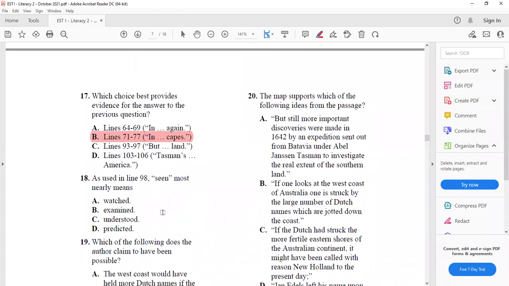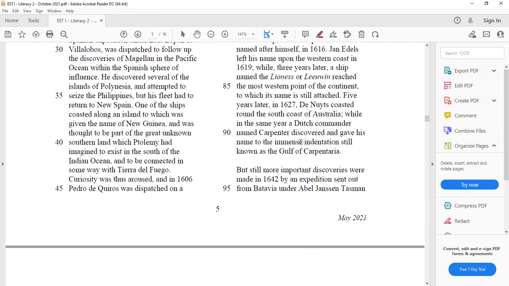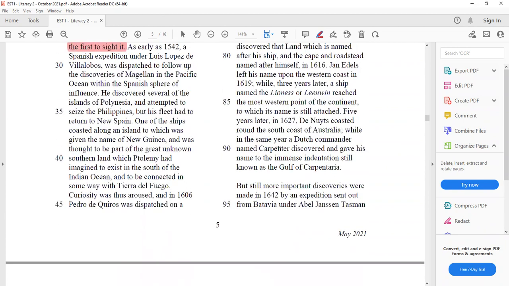Okay, again, vocab. As used in line 98, "seen" most nearly means. Let's go to 98 and find the word "seen". 98, this is before 90. Okay, "seen" is here.